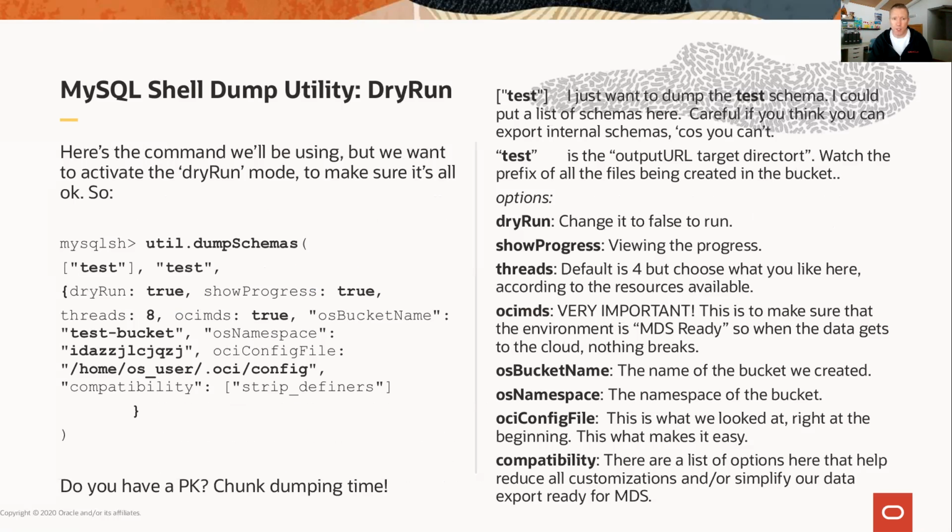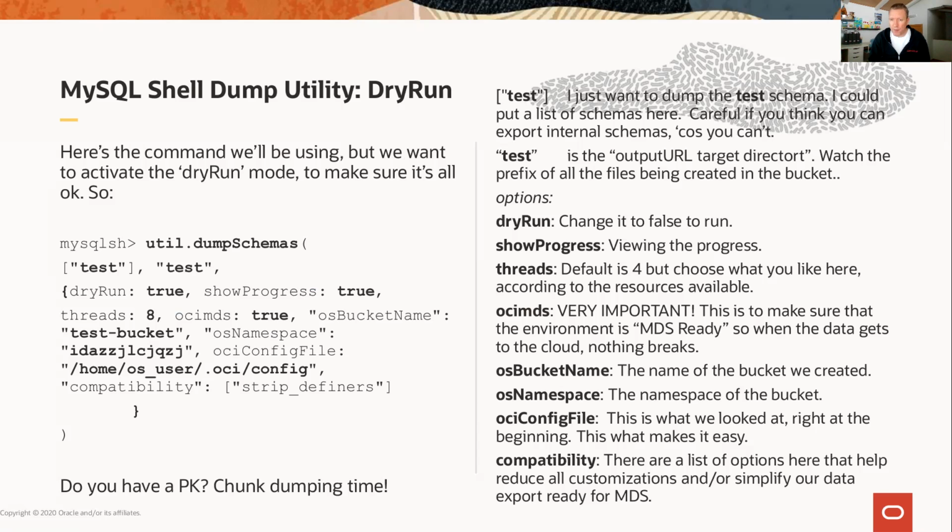So let's use util.dumpSchemas. We're going to dump the test schema, and that's the test there in the square brackets. If we did dumpInstance, we still wouldn't be able to dump the internal schemas like mysql and things like that. Then we add in test, which is the output URL target directory, not directorate. Watch the prefix of all the files created in the bucket. When we upload all this information into that bucket we created earlier, we can have test, test, test.